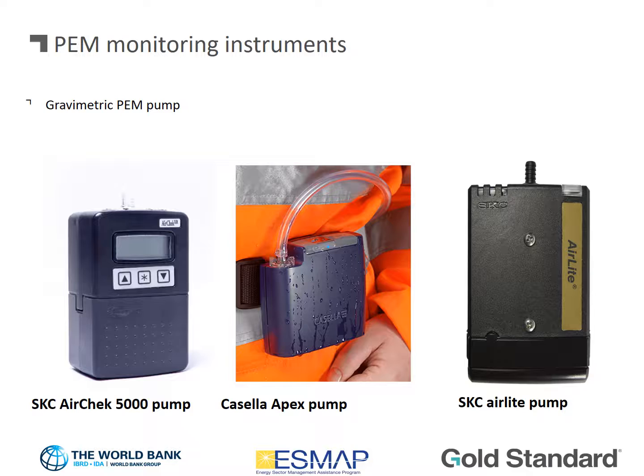Here are a few examples of pumps that can be used with cyclones or impactors in a pump and filter setup for gravimetric PM analysis. Here is the SKC AirCheck 5000 that you saw on the last slide. It's also a Casella Apex pump and an SKC Airlight pump.